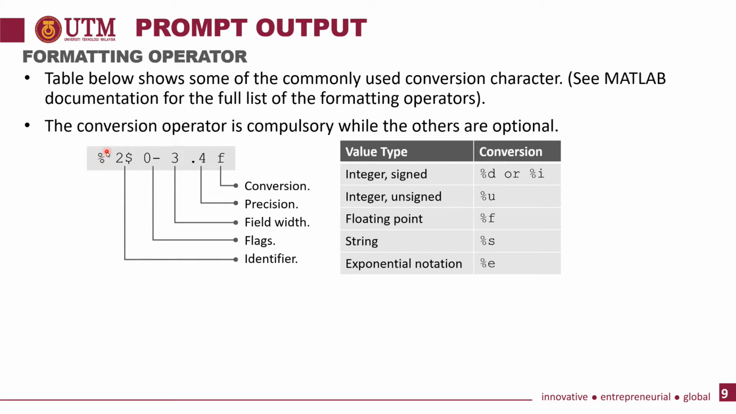Okay, so the conversion operator is the last one. The F1 is related to here. If you wanted to display only signed integers, you can put %d or %i. For unsigned, you need to put %u. For floating point, you need to put %f. For string, %s, and also for exponential, you can put %e.